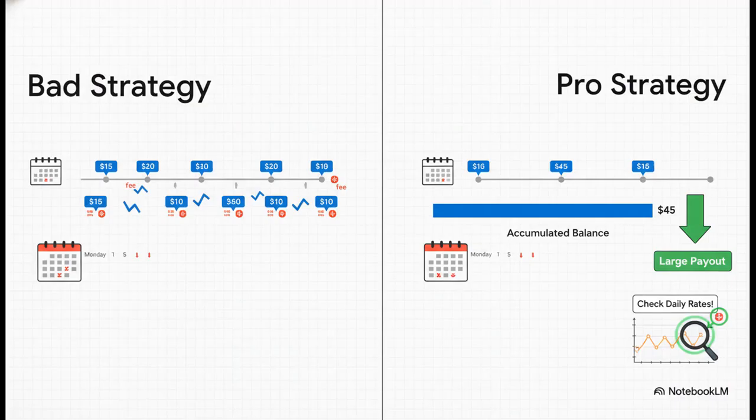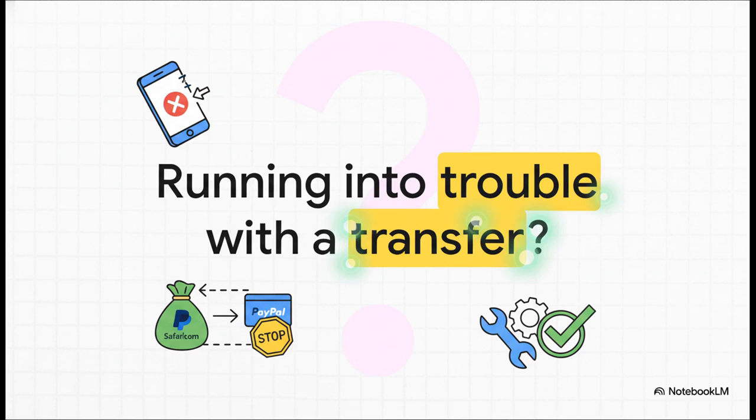So for all you freelancers out there, here's a strategy for you. Try to resist the urge to withdraw every single little payment you get. Let them pile up a bit, and then do one larger withdrawal each week. It makes tracking your income so much easier. Oh, and keep an eye on those exchange rates. They change every day. But what happens if you try to make a transfer and you get an error message?